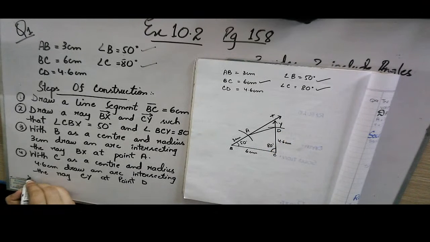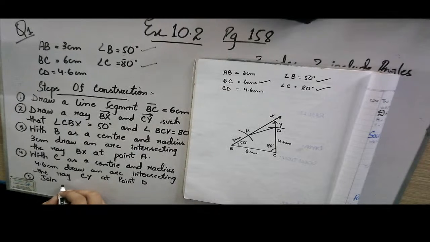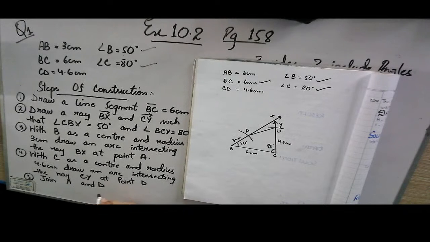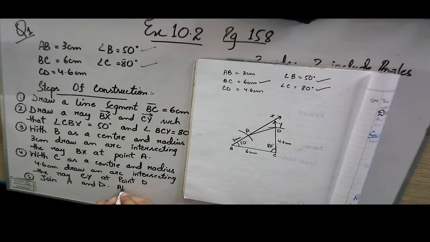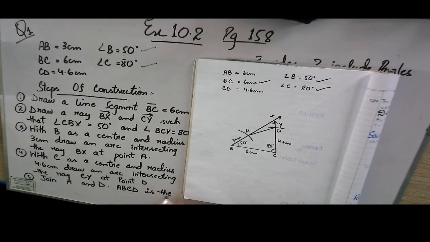Now the fifth point is join A and D. So ABCD is the required quadrilateral.